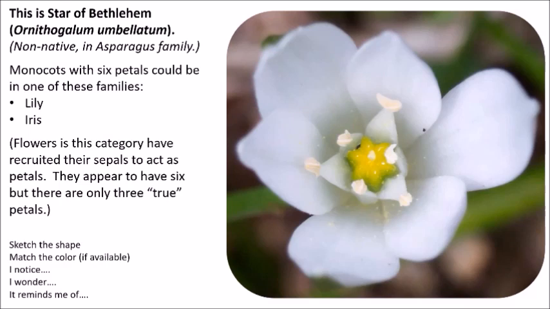A lot of these plants that look like they have 6 petals actually have 3 petals, and then their sepals have adapted to look like petals also. So if you look at this flower, you see there's kind of a triangle shape in the middle, and at the apex of each corner of that triangle is a true petal.